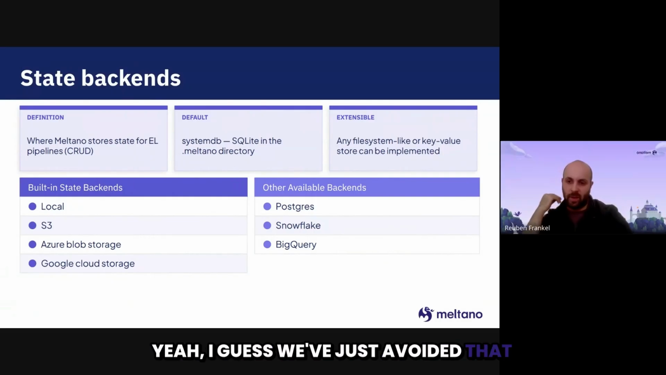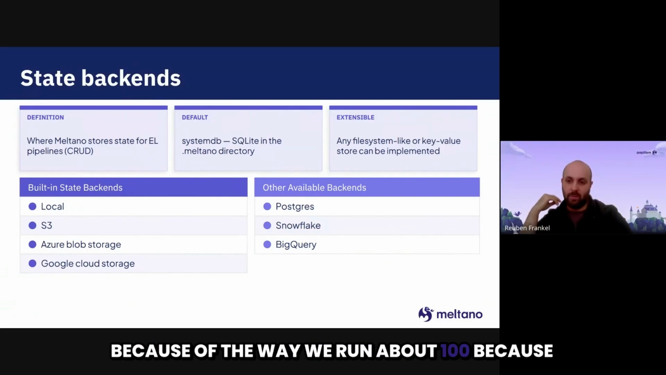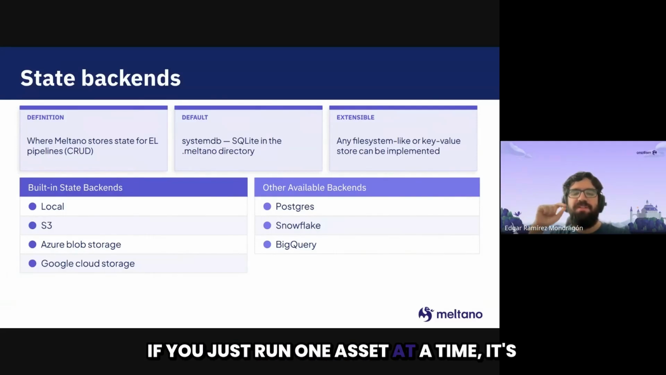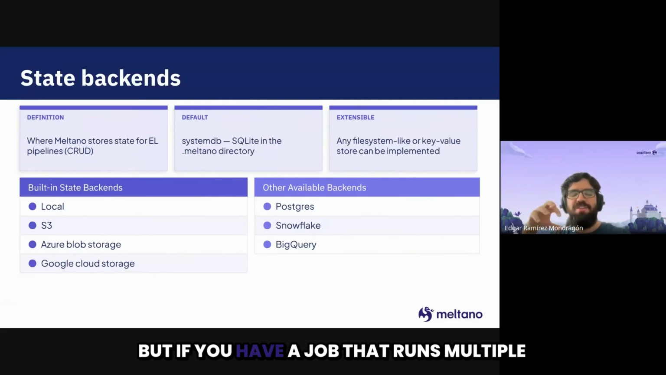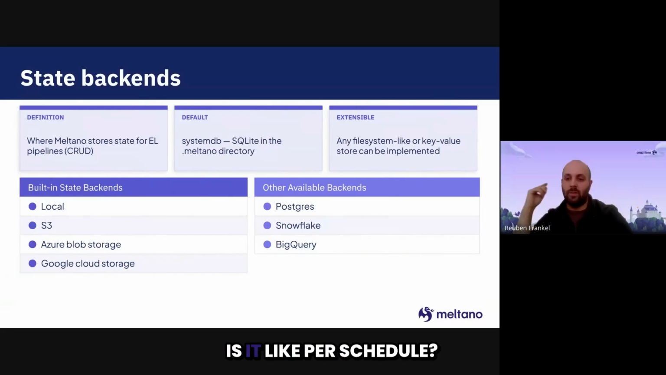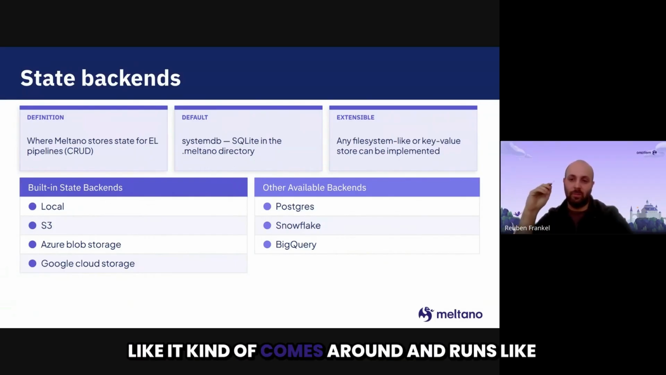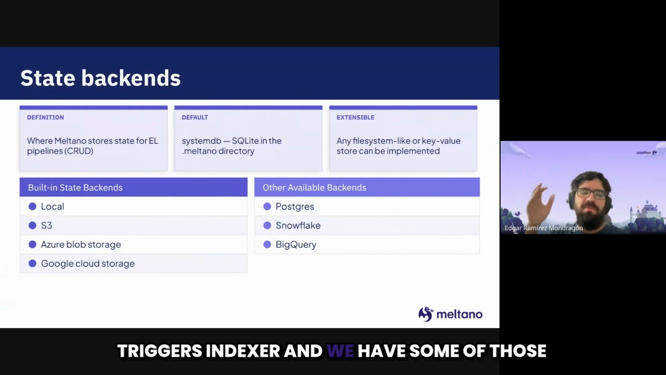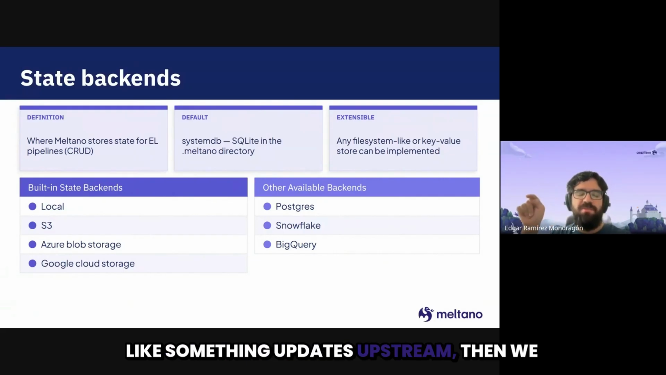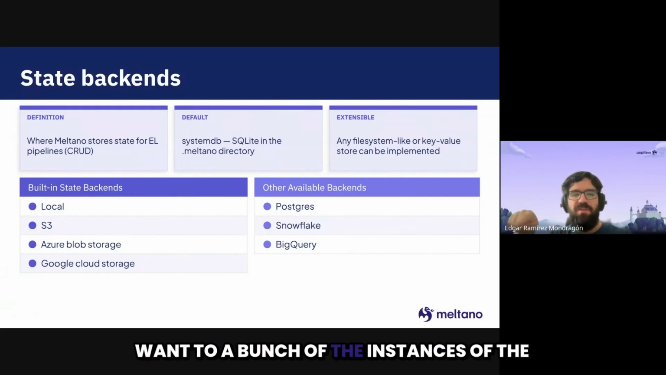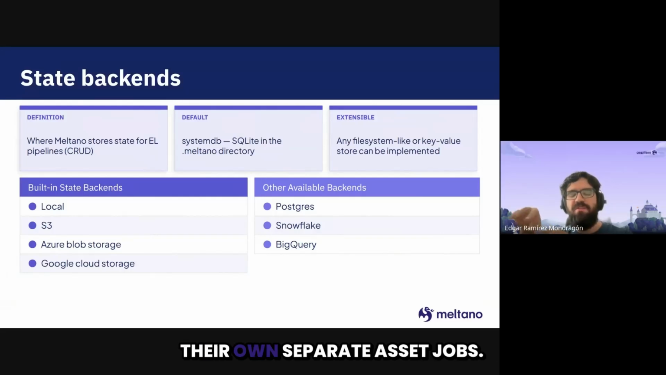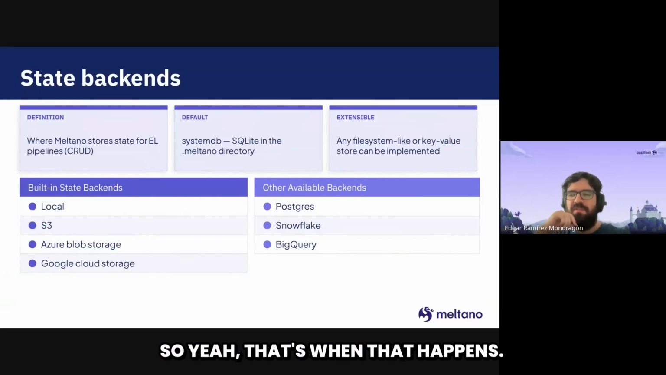Yeah, I guess we've just avoided that because of the way we run Meltano under the covers. Yeah. A pod per job. I guess that's not how it's running in Dagster. Not all of the time. If you just run one asset at a time, it's good. But if you have a job that runs multiple assets, that's when. Is it like per schedule? Like it kind of comes around and runs like 2 things in one? Yeah, so essentially you can have triggers in Dagster, and we have some of those, like something updates upstream, then we want to run a bunch of the instances of the same tap in parallel, but that normally don't run together, but in their own separate asset jobs. So yeah, that's when that happens.